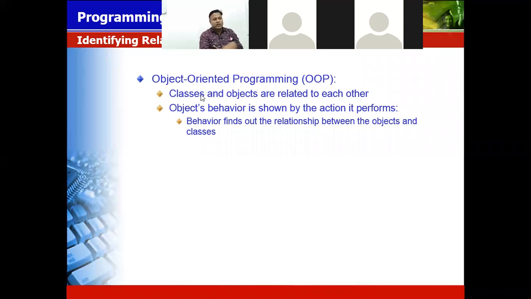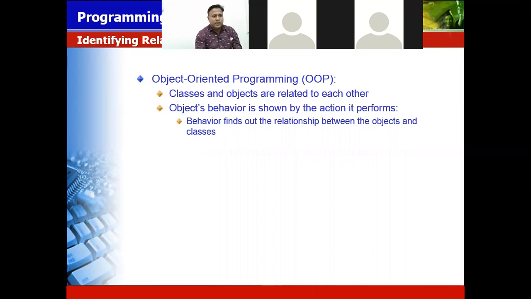Okay. So class and object are related to each other. Object behavior is shown by the action it performs. Just I am giving an example. From the way you behave with others and from your way of talking, we come to know what relationship is present.